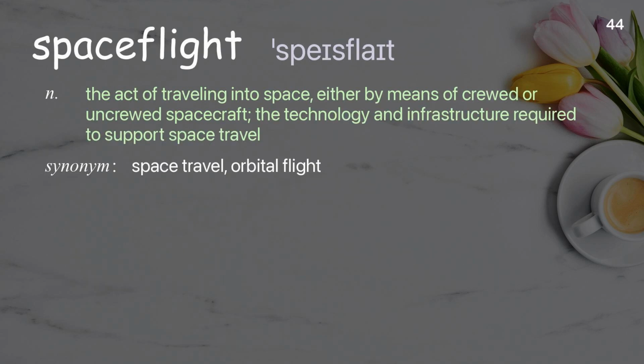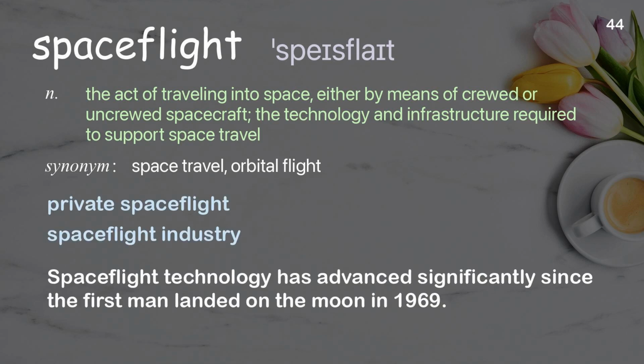Spaceflight. The act of traveling into space, either by means of crewed or uncrewed spacecraft, the technology and infrastructure required to support space travel. Examples: Private spaceflight. Spaceflight industry. Spaceflight technology has advanced significantly since the first man landed on the moon in 1969.